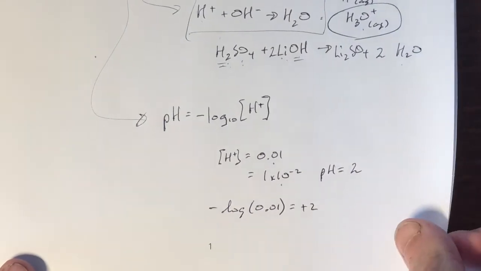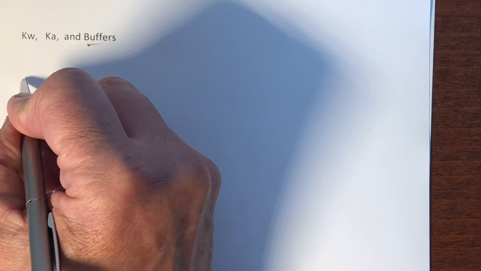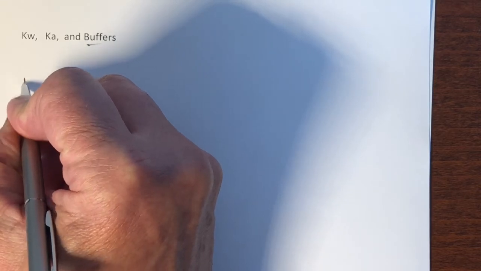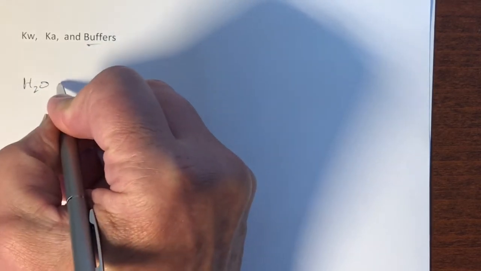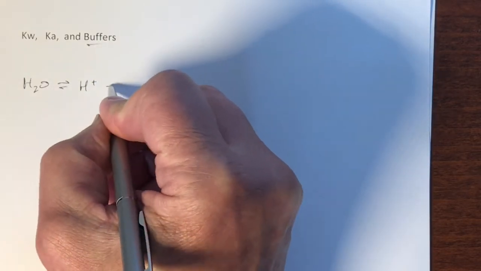Okay, so where we need to go now is looking more formally at the use of Kw, Ka, and how they apply to both pH calculations, but also calculations involving buffers. So first off, Kw is very important. And Kw refers to the fact that H2O dissociates reversibly to give me H+ and OH-.